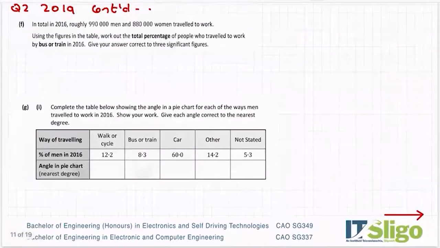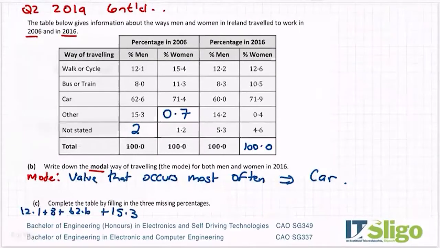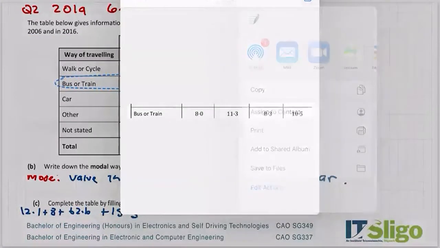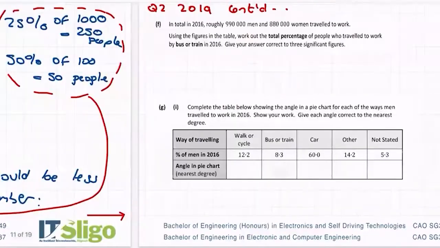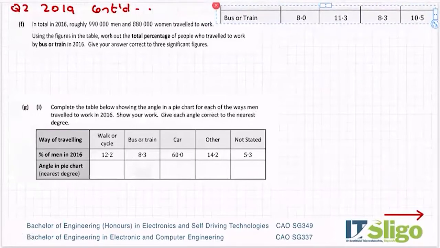Right, F. In total, in 2016, roughly 990,000 men and 880,000 women travelled to work. Using the figures in the table, work out the total percentage of people who travelled to work by bus or train in 2016. Okay, bus or train, 2016. I just brought that up there so we could see it.